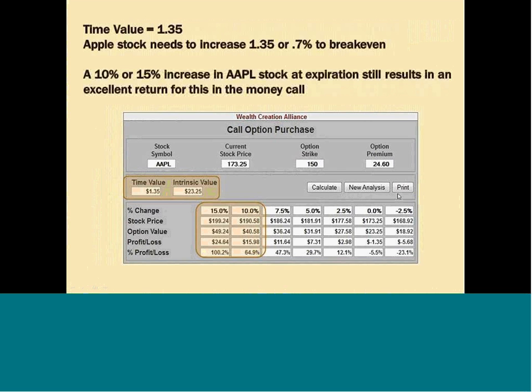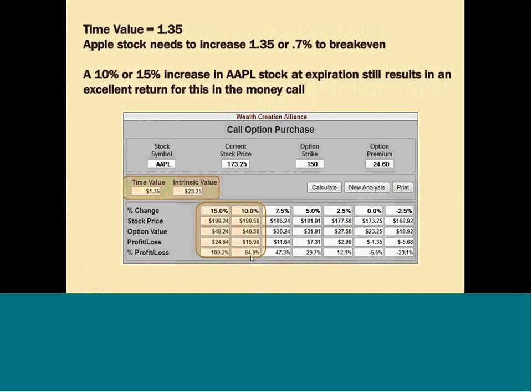So again, with 29 cents of time value, Cigna stock only has to increase 29 cents, or 4/10 of 1%, for this trade to break even. This increases the probability of success for this trade because it requires such a low price move in order for the stock to break even and start making money. When we're looking at in-the-money calls versus at-the-money or out-of-the-money, the intrinsic value of an option increases 1 point for each point the stock increases above the strike price of the option.